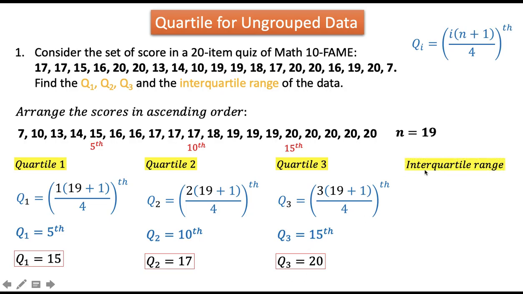Now, to solve for the interquartile range, we will just simply get the difference of the upper quartile, which is Q sub 3, and the lower quartile, which is the Q sub 1. So our Q sub 3 here is 20. Our Q sub 1 or quartile 1 is 15. So 20 minus 15, that is 5. So our interquartile range is 5.